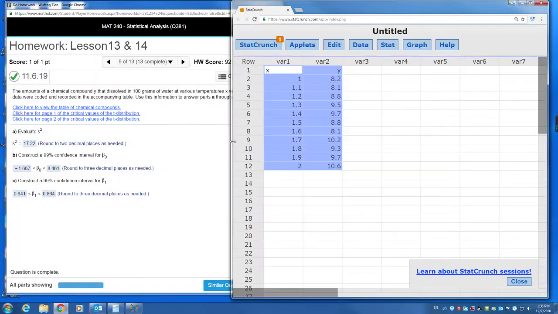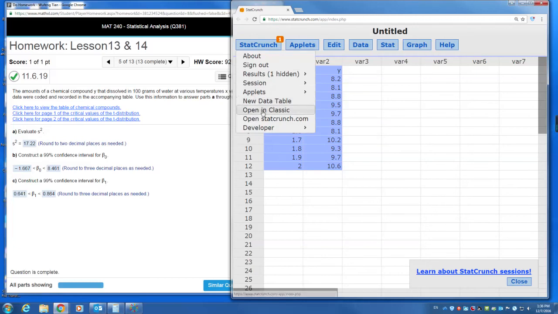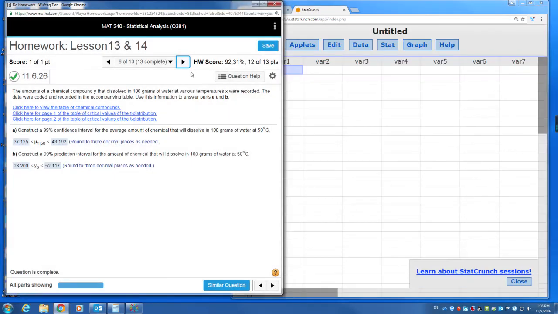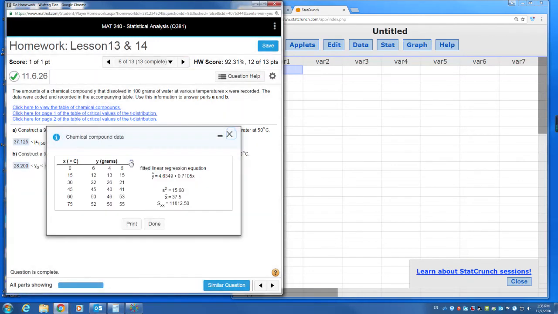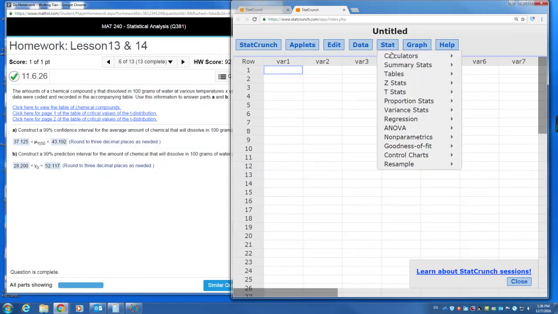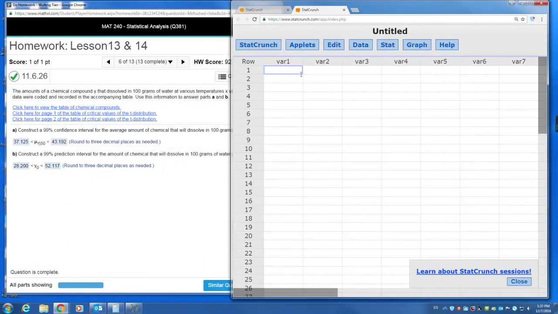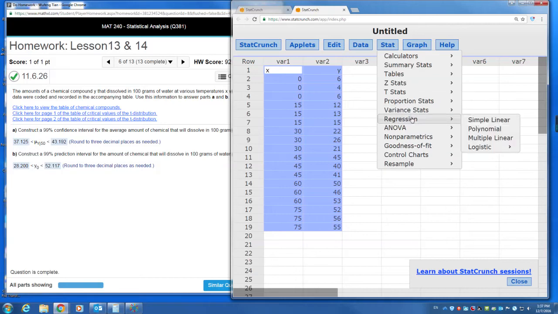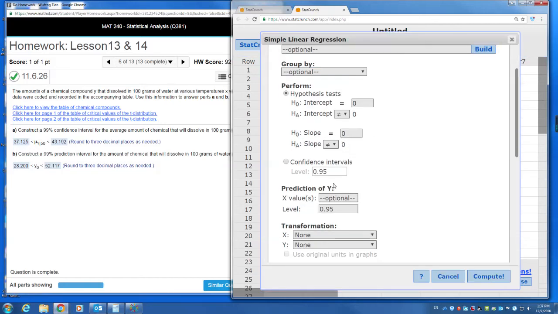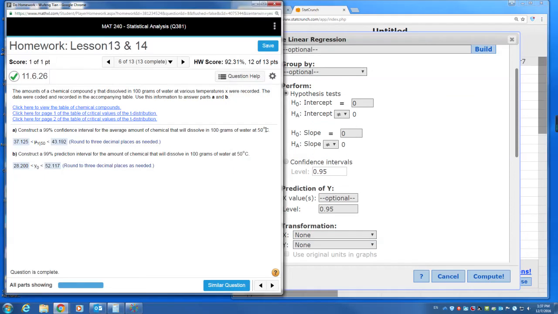So the next one is going to be the same thing as the previous one. Number 6, and you are given the x and y. Okay, you have to do prediction values, and what you need to do is copy C and copy V, then linear regression, simple linear, x, y, and then you do x for 100 grams of water and 50 degrees.